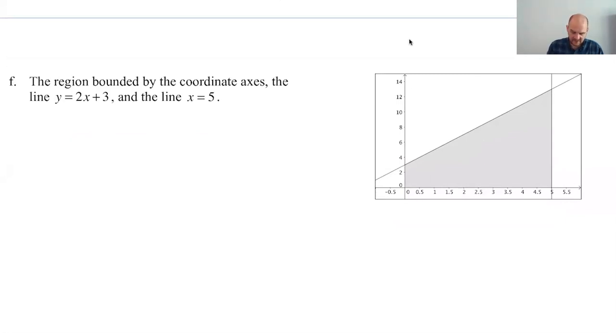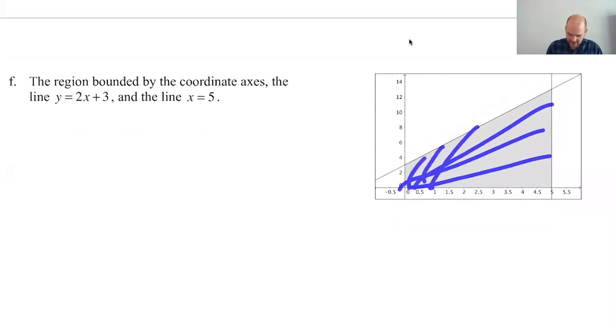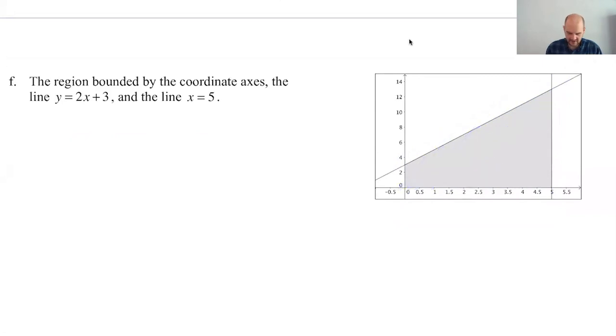So this region is actually terrible to describe in polar because it lacks almost every property that you would want a polar region to have. It's all straight lines. It's also not a consistent outer curve as you go through. It's just a disaster. But let's see if we can do it.